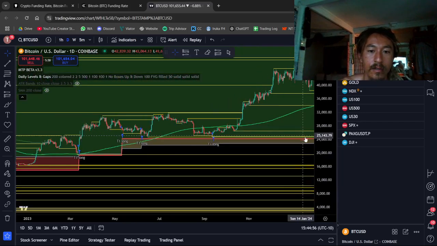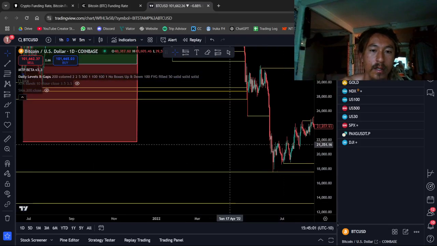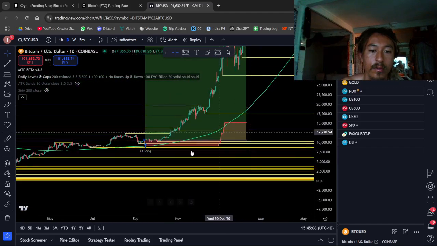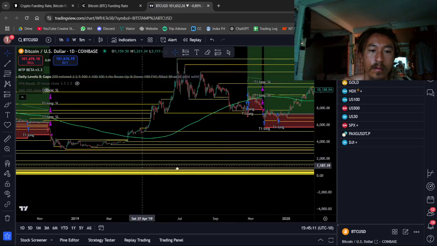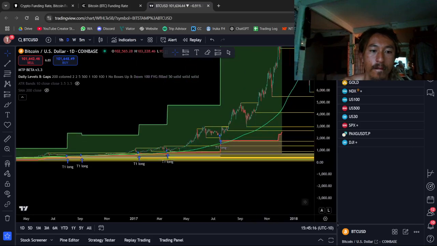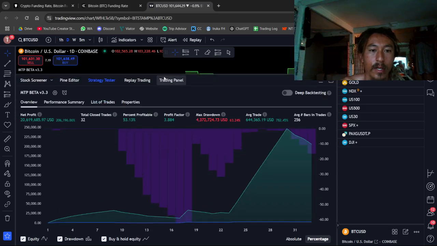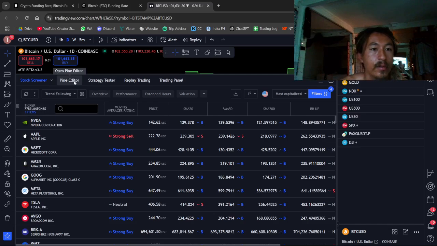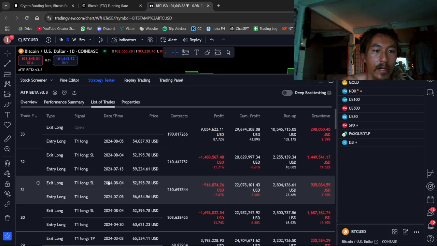Are there any signals? I'm just using memory. I would need to have a control. Right. How many trades? Okay, let's look. Trading panel. I want to look in breakouts too. Strategy tester, list of trades. 33 trades, okay?